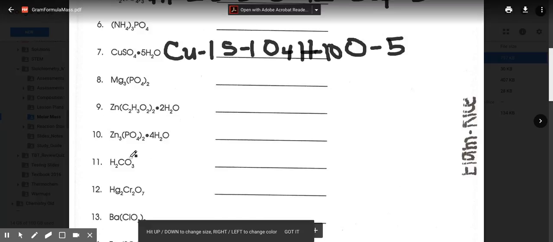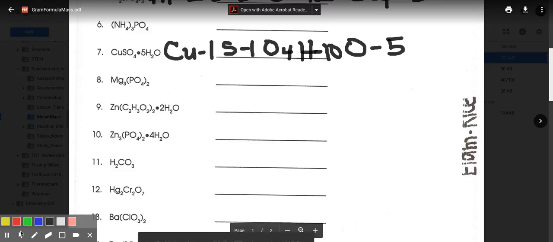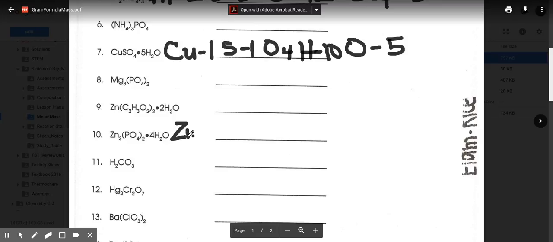All right, last hydrate that we're going to practice. Let's look at number 10. You have 3 zincs, 2 phosphorus, and 8 oxygens. Now, right here we have another hydrate. This is a tetrahydrate. So when we multiply 4 times 2, you get 8 hydrogens.